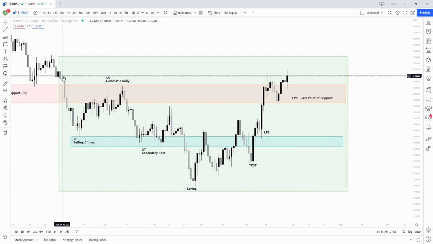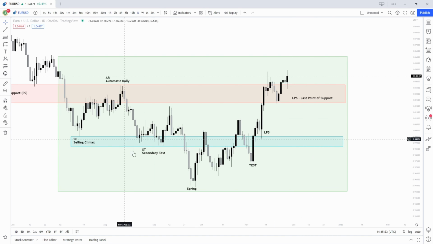So this represents an entire accumulation in the market. There's maybe one or two events that haven't happened in here, but those events are very situational. They do not have to appear every time. The events that we have identified here, so the preliminary support, selling climax, automatic rally, secondary test, spring, test, and last points of support, they should always be present within any accumulation that we see within the market. They are the staples. There's one or two others that we don't really need to touch on that may occur every now and then within some accumulations. They don't need to be worried about.